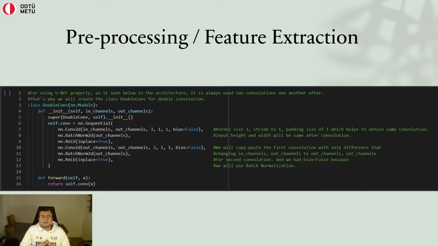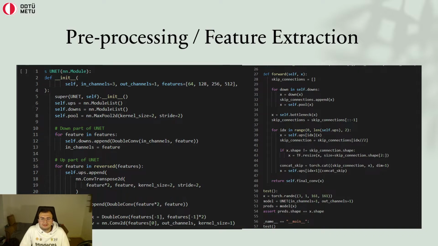I started with using double convolution for implementing the U-Net with kernel size of 3, stride of 1, and padding size of 1, which helps to obtain the same height and width after convolutions. Because max pooling and up convolution are the points where we will change the height and width of the images. So here you can see the U-Net architecture that I implemented in my code.